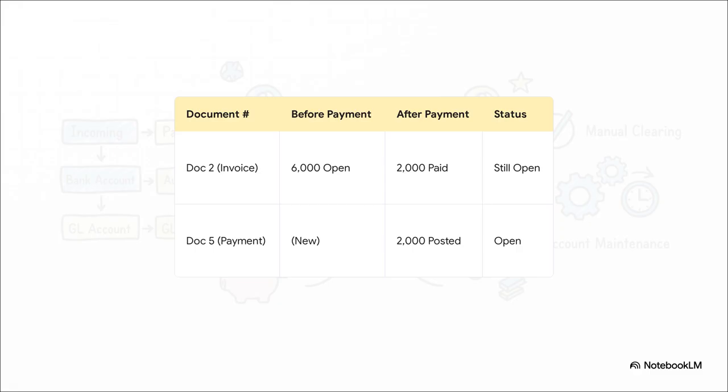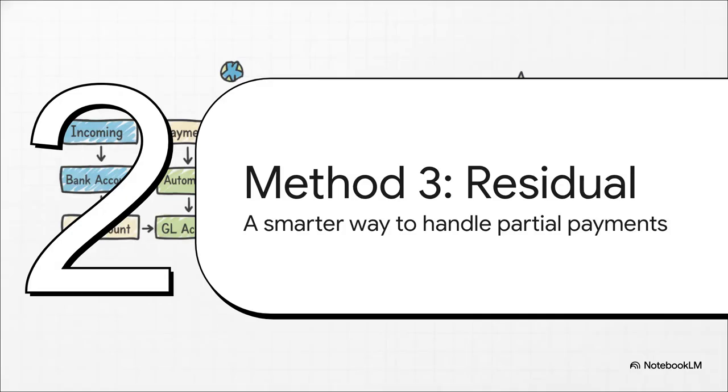The system does this on purpose to keep both on the books, giving you a very clear trail of the original charge and the partial payment that came in against it. Okay, but having 2 open items for a single transaction, that can get messy. It clutters up your ledger. It can make reconciliation a bit of a headache.